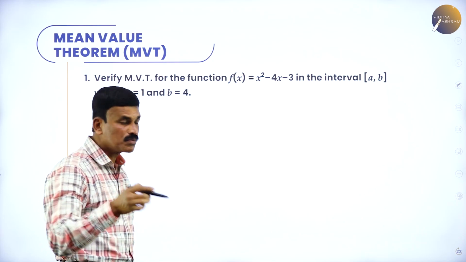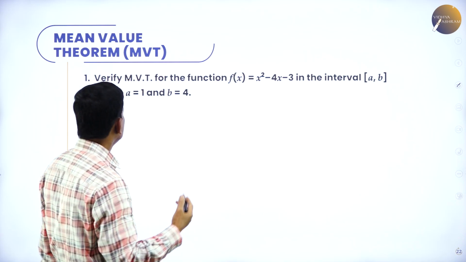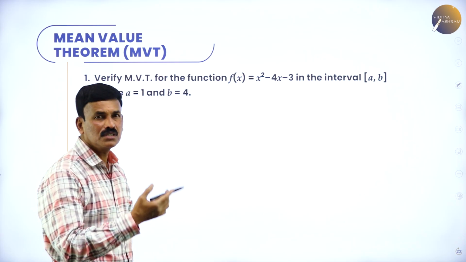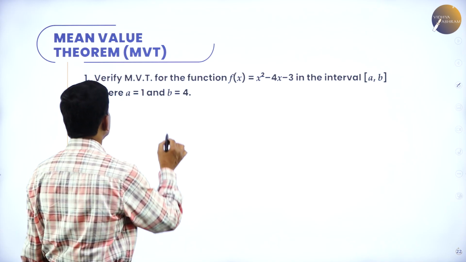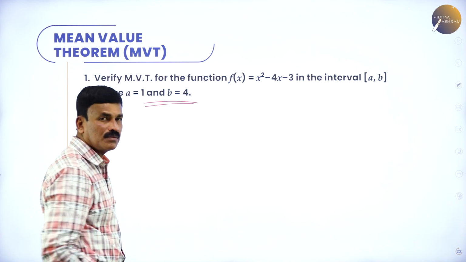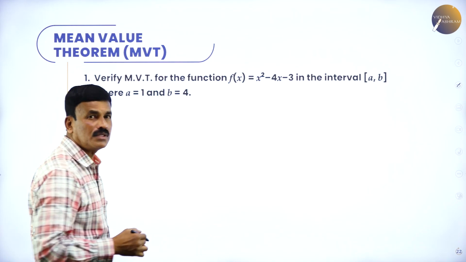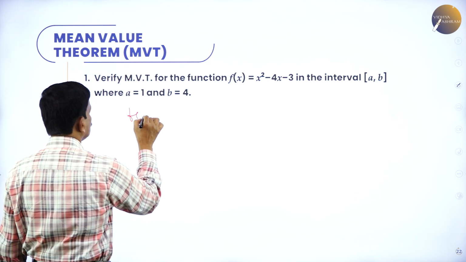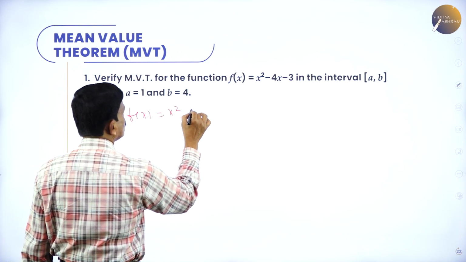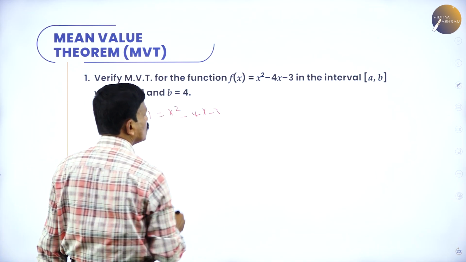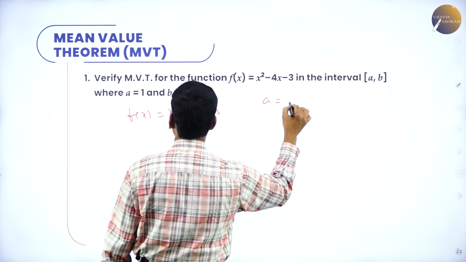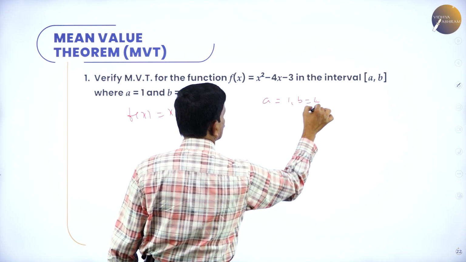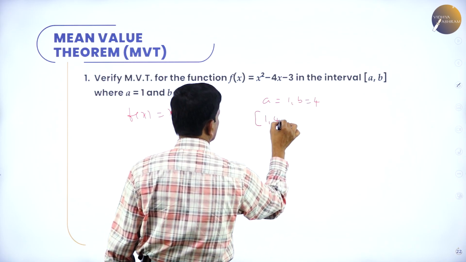Now, move on to the last problem in this. Verify the mean value theorem for the function. What is given? x square minus 4x minus 3 in the interval [a, b], where a is equal to 1 and b is equal to 4. Now, f(x) is equal to x square minus 4x minus 3. As usual, a is equal to 1 and b is equal to 4. That is the closed interval [1, 4].